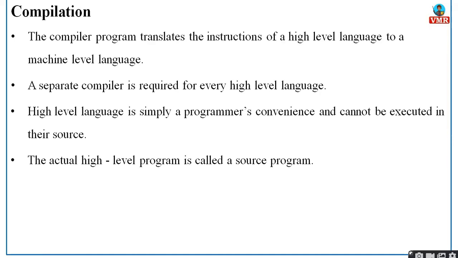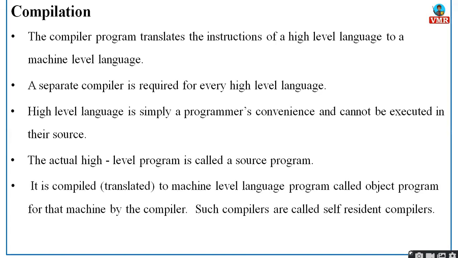And whatever high level program you are writing is nothing but your source program, or source code also you will say, right? The source code is compiled or translated to a machine language program called the object program for that machine by the compiler. What this last point indicates is, when you convert high level to machine level, an object code will be generated by the compiler. Such compilers are nothing but your self-resident compilers, right?